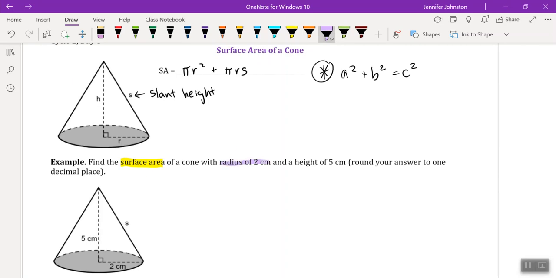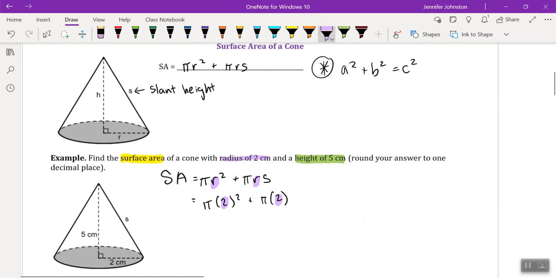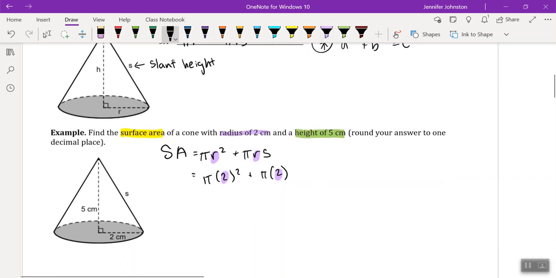So find the surface area of a cone with a radius of 2 and a height of 5. So always our first step is to write down the formula: pi r squared plus pi r s. We know the radius. All right, so let's put that in for r. So pi times 2 squared plus pi times 2 s. And do we know the slant height? s stands for the slant height, and it doesn't look like it, so we're going to have to go find it using the Pythagorean theorem.